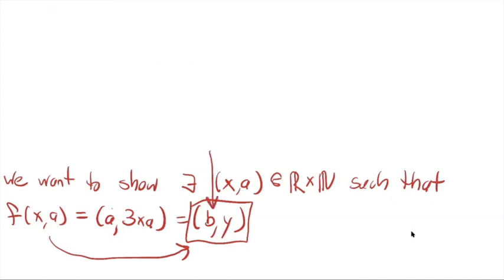So if I want the first coordinate to equal b, then what should I say about this input over here? We need to show that the coordinate (x, a) maps to the coordinate (b, y). So it's an ordered pair here. So I want to show that simultaneously this map is going to take some input where the first thing is in the real numbers and the second thing is in the natural numbers, and it maps it to anything that I can dream up over here.